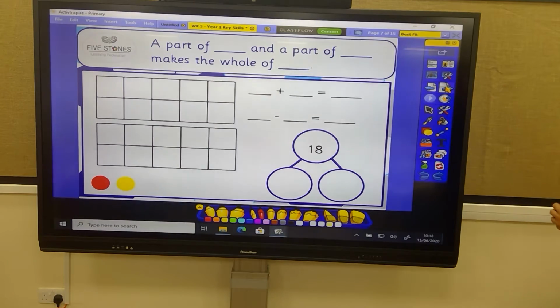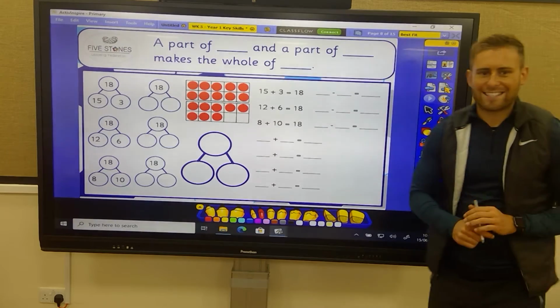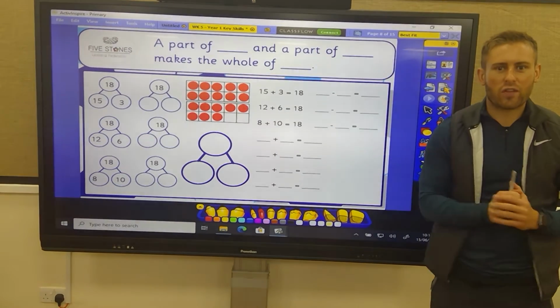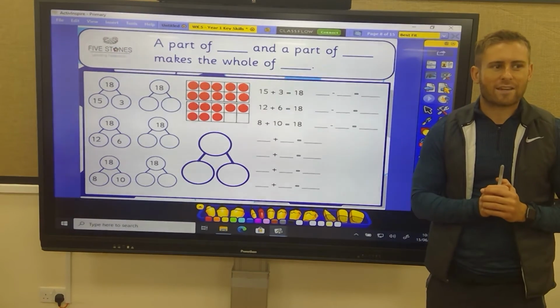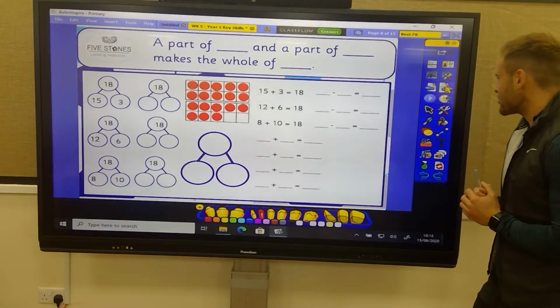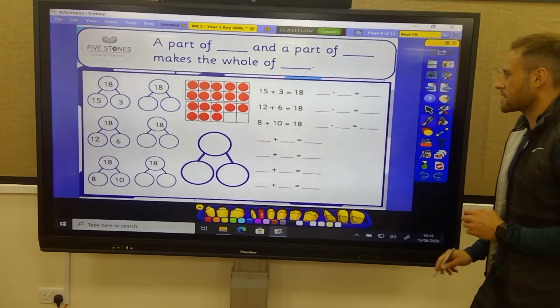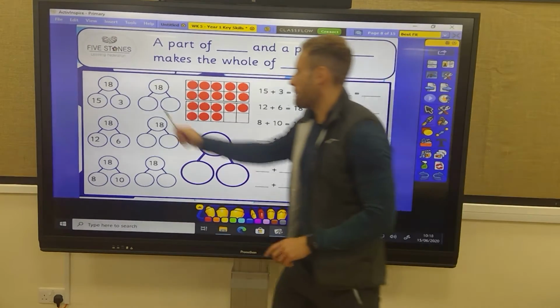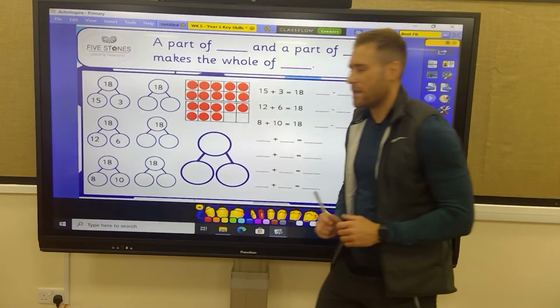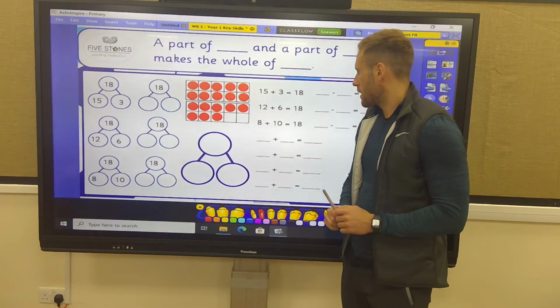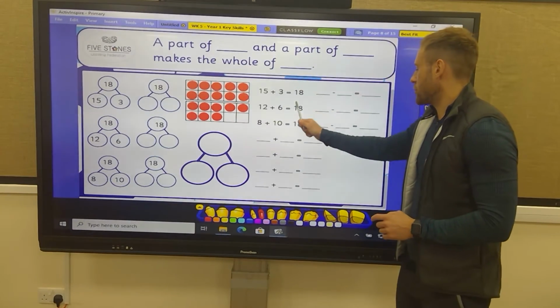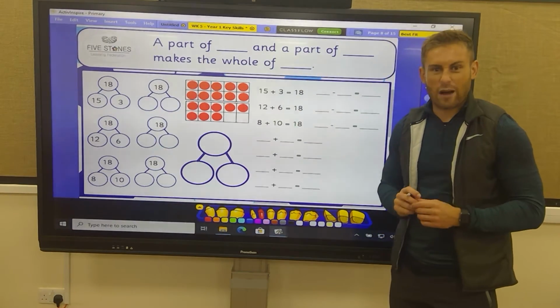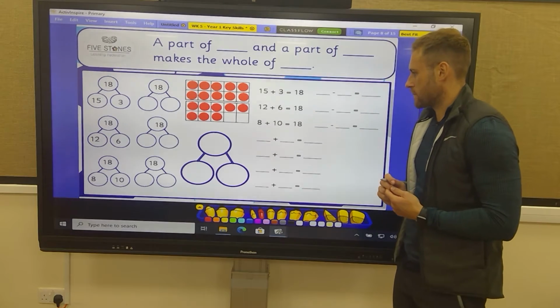Pause the video if you'd like more time. Great. So hopefully you have another pair of numbers that make that whole of 18. And as you can see on my new slide, I have a tens frame of 18. I have the part whole models, the ones we've already done. And I've got some addition number sentences that we've already done.